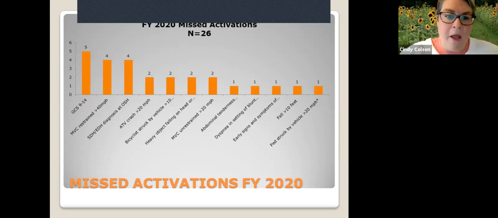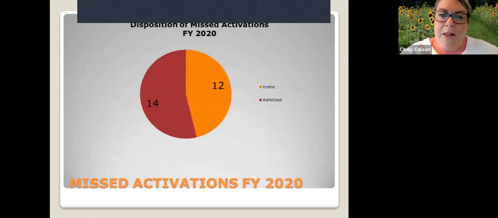And here you can see which activations we are missing the most. The one that we're missing the most is a GCS 9 to 14. That makes sense to me because I don't feel like a lot of people want to call a trauma if you have a GCS of 14. But when I looked at the disposition of the kids in this category, 4 of them were admitted to the hospital, 2 were admitted to the PICU, 2 were admitted to surgical care, and 1 was discharged home. So it does make sense to me why this can be and needs to be a trauma activation.